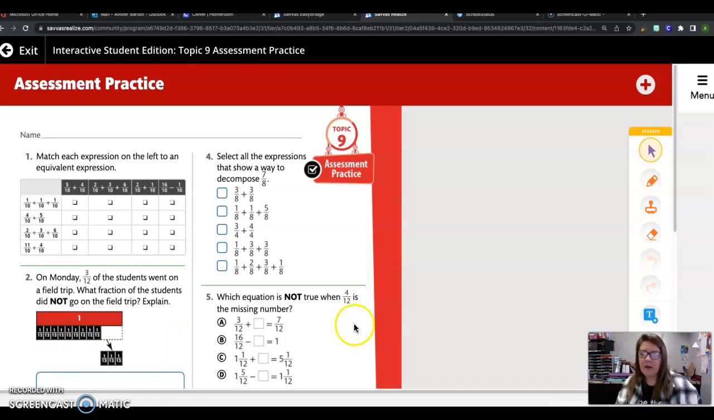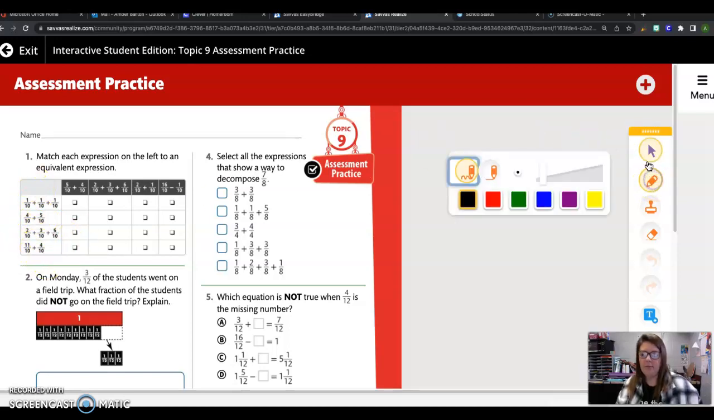Hi guys, we're going to go over the topic 9 assessment practice for Envision. So first things first, let's hop into number 1. It says match each expression on the left to an equivalent expression. So first of all, we need to decide what each of these on the left represents.